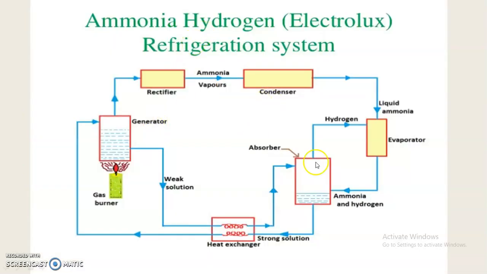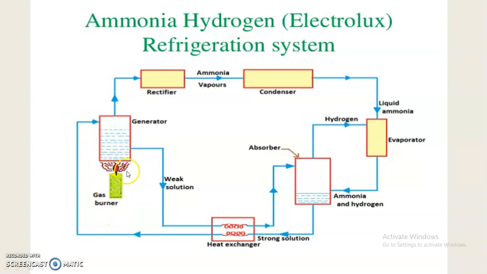From that figure, we discuss the ammonia hydrogen Electrolux refrigeration system. As I already told you, there are three fluids: water, hydrogen and ammonia. Liquid ammonia enters the evaporator, where we get the chilling effect from the surroundings. After that, the ammonia goes with the help of hydrogen. Then in the absorber, water is present, and water easily dissolves the ammonia. The strong solution goes through the heat exchanger to the generator, where the burner heats it.